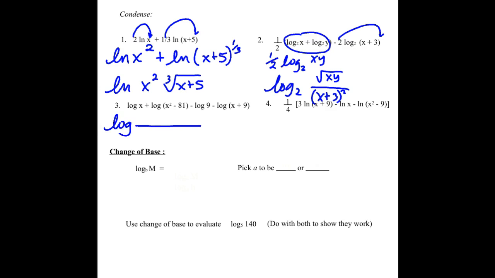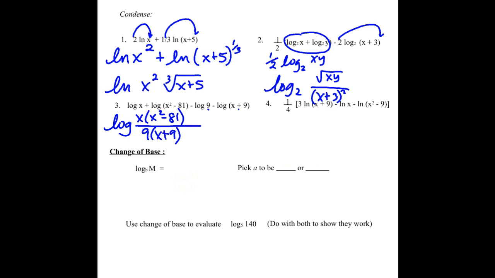I'm going to just set up a division bar. Okay. So anything that was being added is going to go on top. Anything that was being subtracted is going to go on the bottom, right? So on top, we would have an x and an x squared minus 81. On the bottom, we're going to have this 9 and that quantity x plus 9.